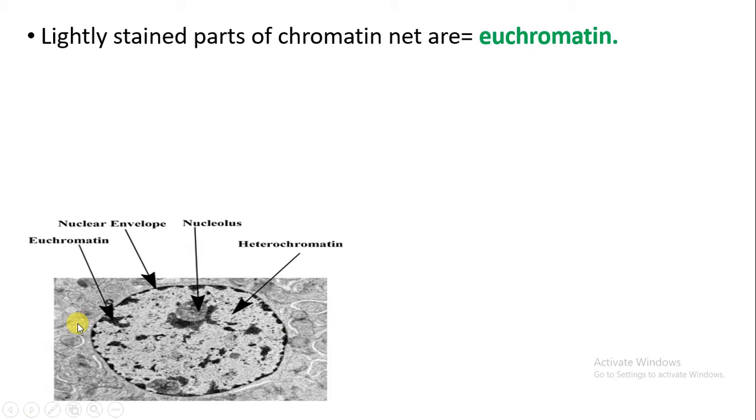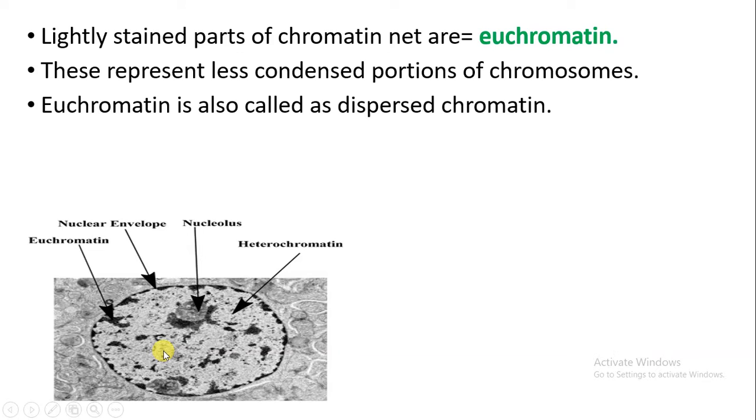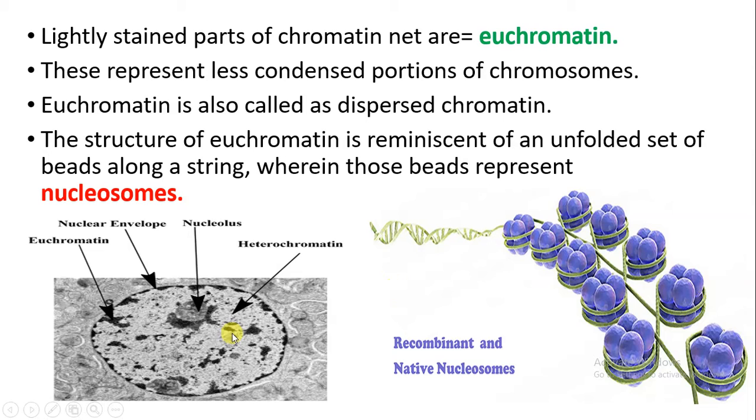And whenever we see the chromatin that is lightly stained, it is called euchromatin. Here it is less condensed, which means it is loosely arranged, so more free DNA with histone protein is available. It is also called dispersed chromatin because it is loosely arranged. The structure of the euchromatin is reminiscent of an unfolded set of beads.